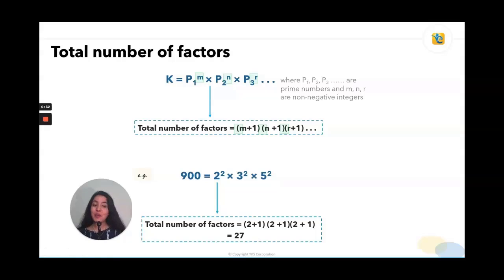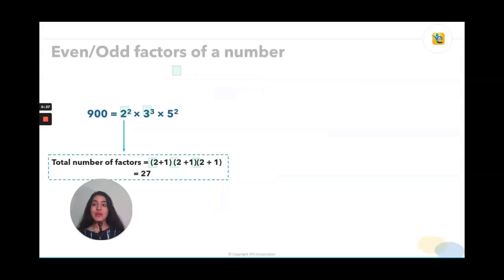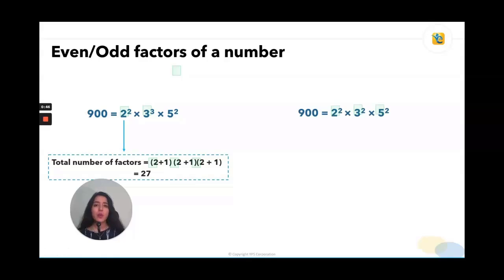Simple. Now one step forward from this number of factors is when you discuss even or odd factors of a number. So this is what we just saw. We saw that the total factors it has is 27. What if I wanted just the even factors or just the odd factors? Think about odd factors first. Now if I want just odd factors, then 2 should not be a part of them, right? So 2 should be crossed out. I will see only those factors that are composed of 3 or 5.